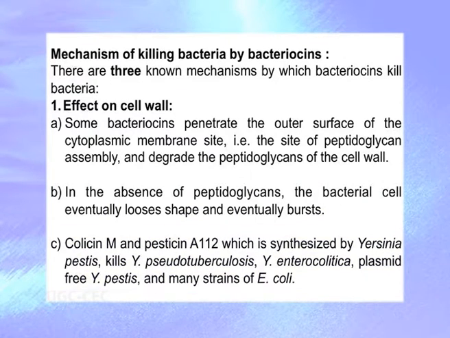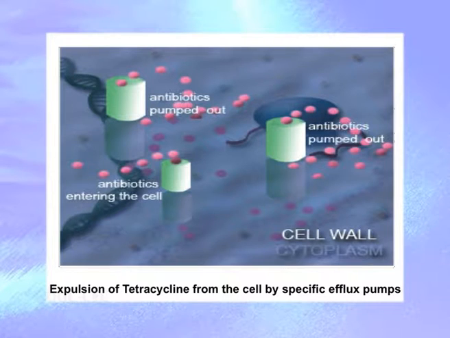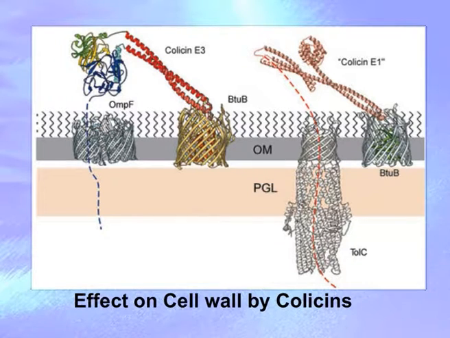The Colicin M and Pesticin A112, which is synthesized by Yersinia pestis, kills Yersinia pseudotuberculosis and Yersinia enterocolitica, the plasmid free Y. pestis and many strains of E. coli. Next is the effect of bacteriocins on the cell membrane.